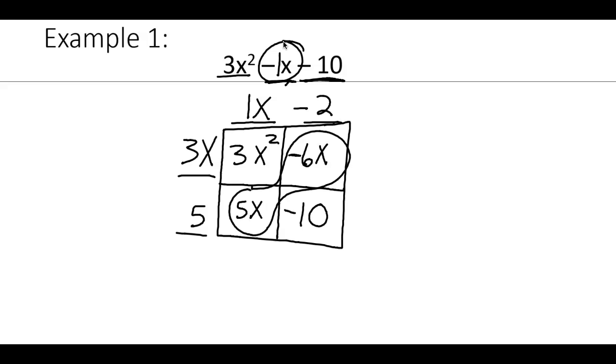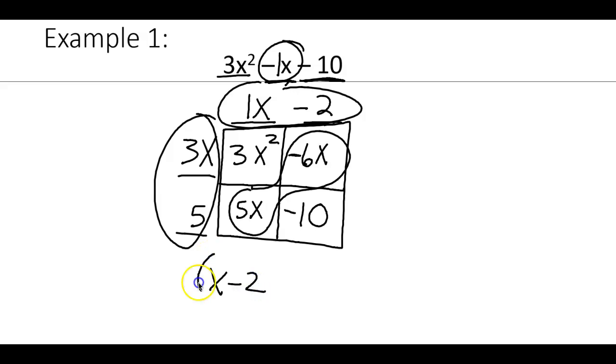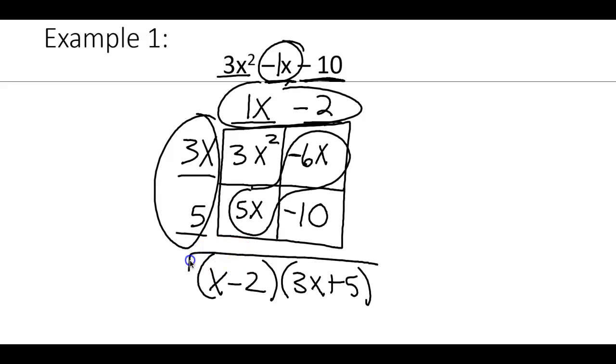Good question. How do we write the answer? I didn't put that on the steps. The answer is this and this. So I've got x minus 2 and 3x plus 5. So let's put a box around it. We're done. We unfactored it, or sorry, we unmultiplied it. So I got lucky. I didn't have to do another guess.